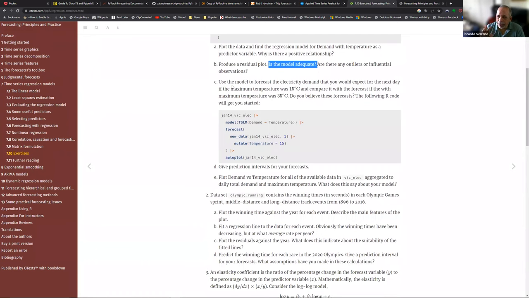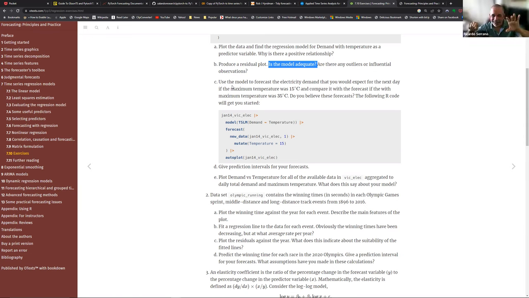Then, use the model to forecast the electricity demand that you expect for the next day. So if we're in January, from January 1st to January 31st, then what's going to be the next day? You're using only January. The first day of the following month. Right, which is?